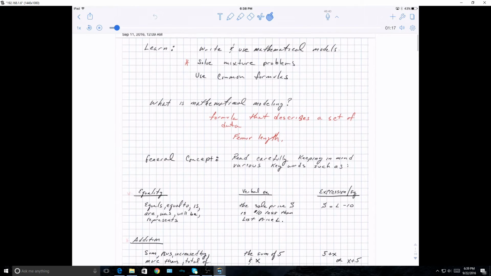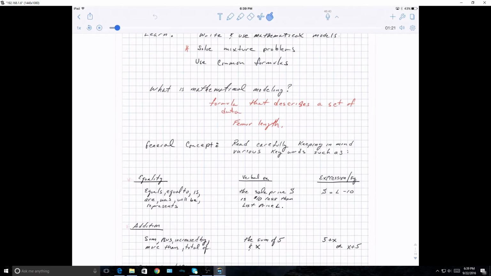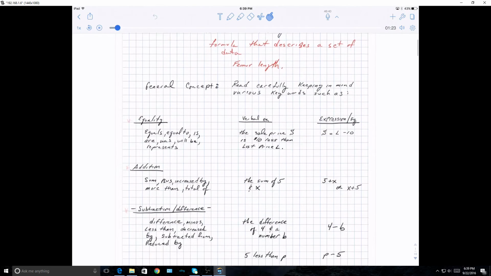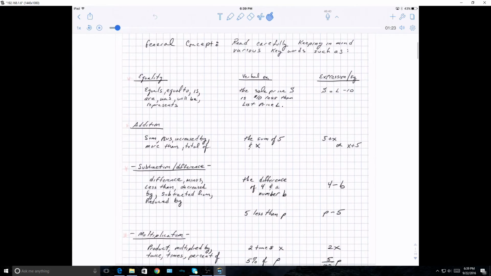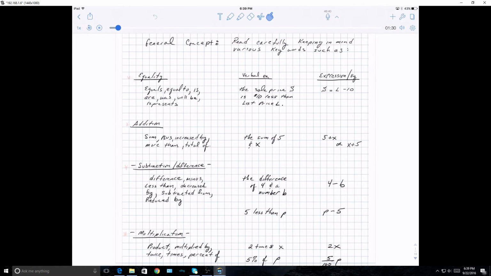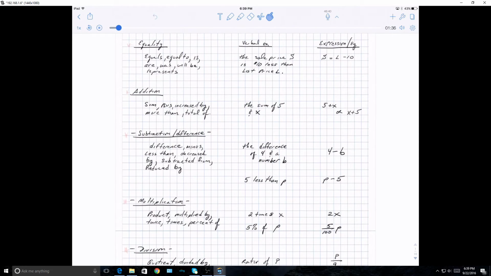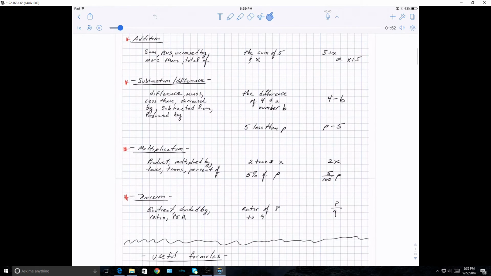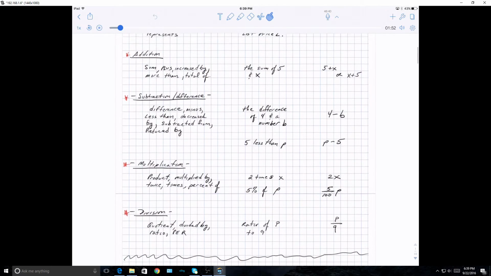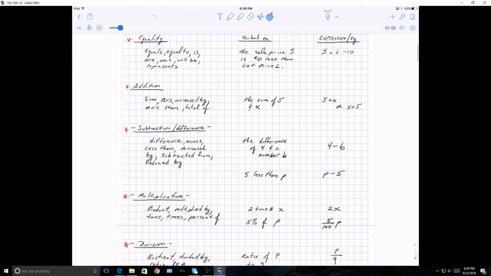So the general concept, just keep in mind that keywords are very important, and just read the problem carefully. Now, I'm not going to go through each and every one of these. However, I will slow the video down just a little bit so you can take a look at each and every one of these specialized keywords, for equality, addition, subtraction, multiplication, and division. So these are all the keywords that we're going to see within our problems.